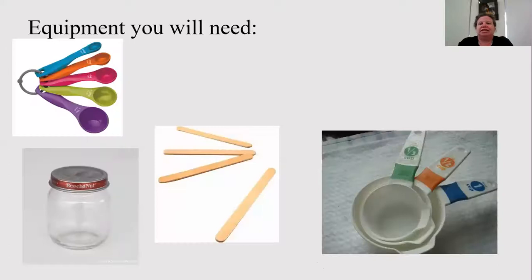So in order to do this experiment, we need a couple of pieces of equipment. First thing we need are some measuring spoons, just like these. We also need what's called a beaker, and I have one right here. Now, if you're outside of a scientific lab, you might call this a jar. You also might call it a baby food jar. But inside of our science lab, we call these beakers.